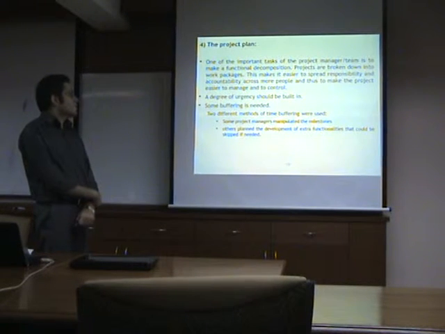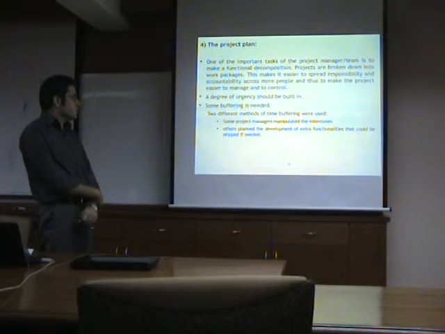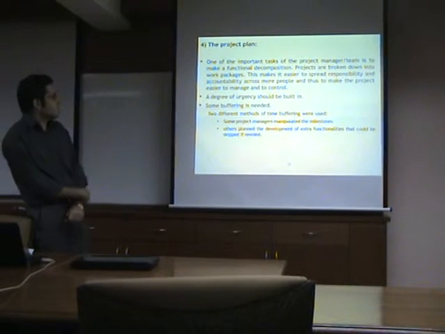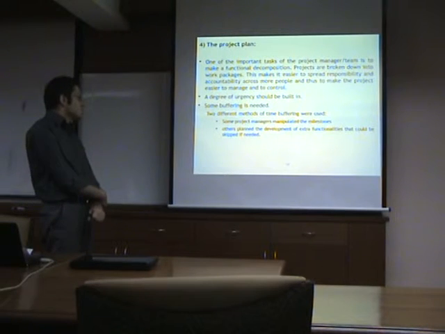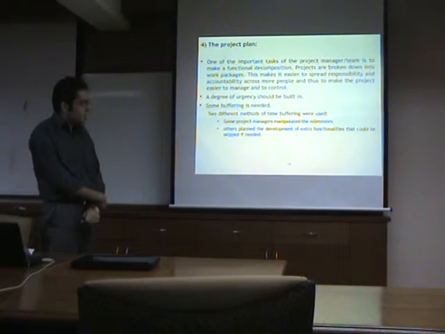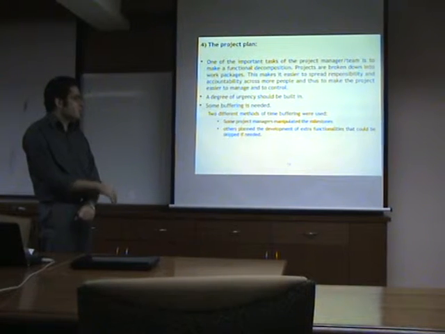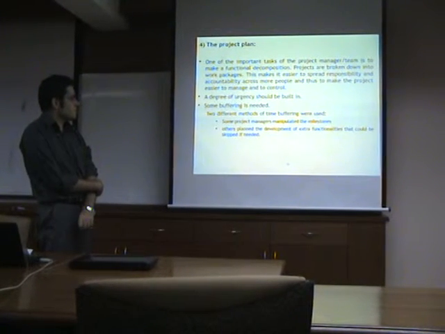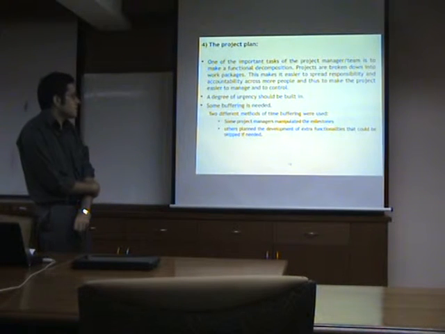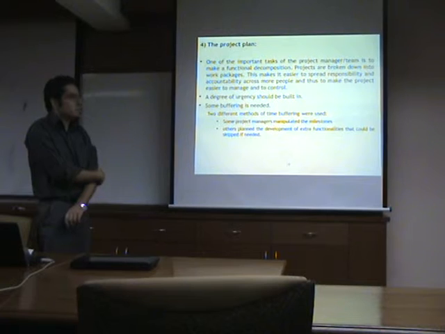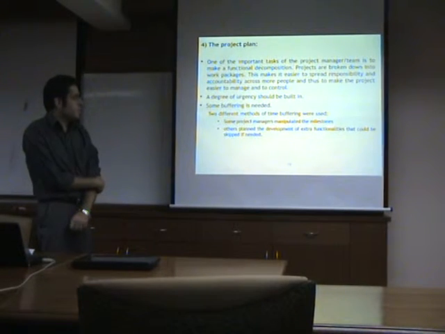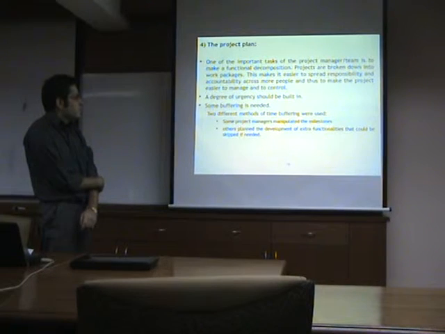A manager must have a degree of urgency built into their project, and also must put some buffering in the project. There are two different methods for time buffering. One is that some project managers manipulate the milestones and change something in the milestones and time. The other is to plan to develop an extra functionality that will be skipped if needed. In some projects, we have some optional functions that, if we have a problem with time, we can omit, and the project doesn't have any problem.